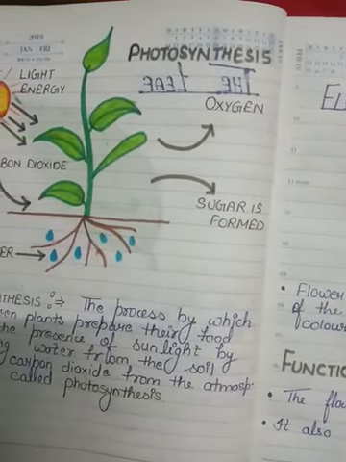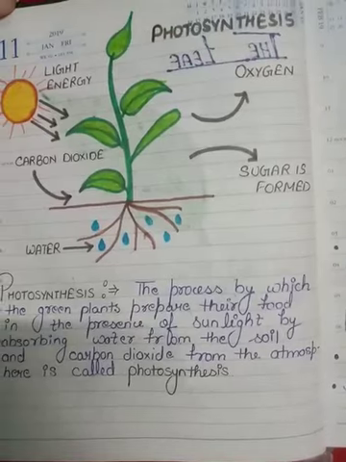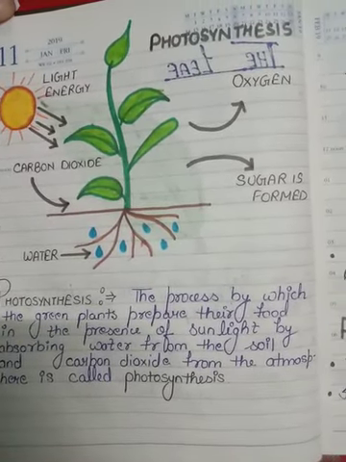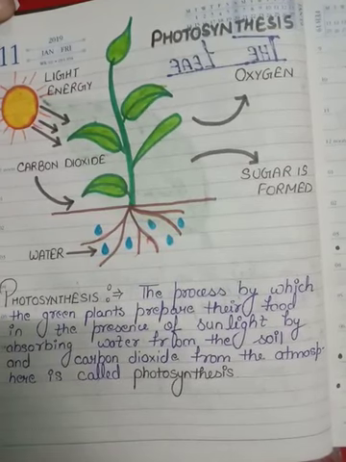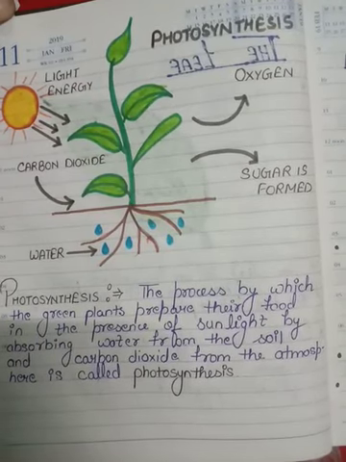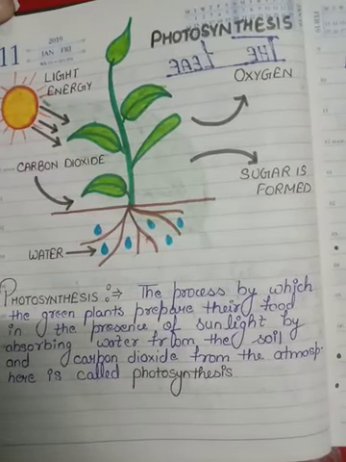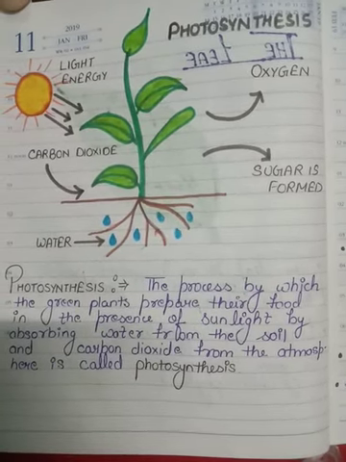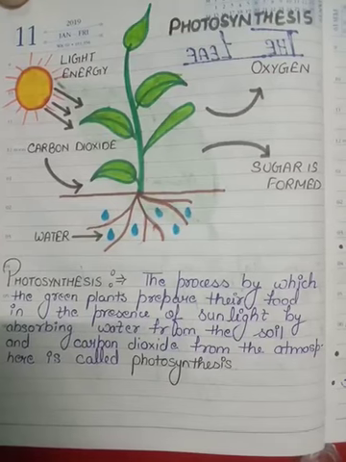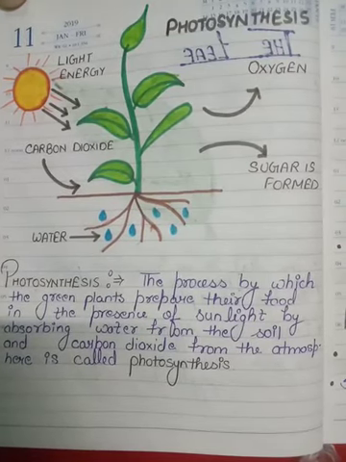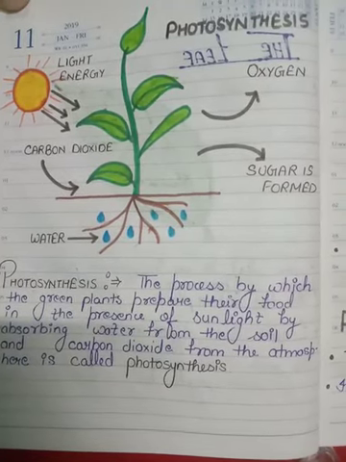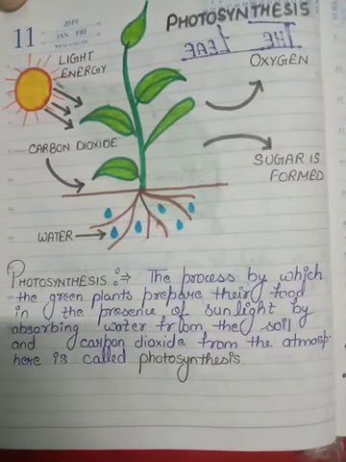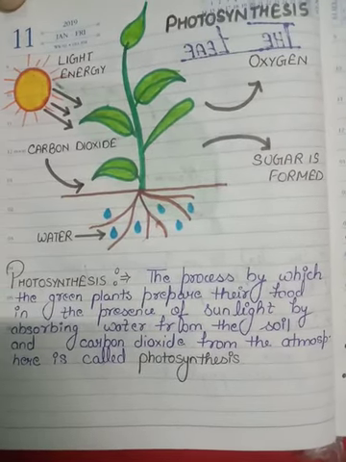Now, we will discuss about the most important process, photosynthesis. What is photosynthesis? The process by which the green plants prepare their food in the presence of sunlight by absorbing water from the soil and carbon dioxide from the atmosphere is called photosynthesis.